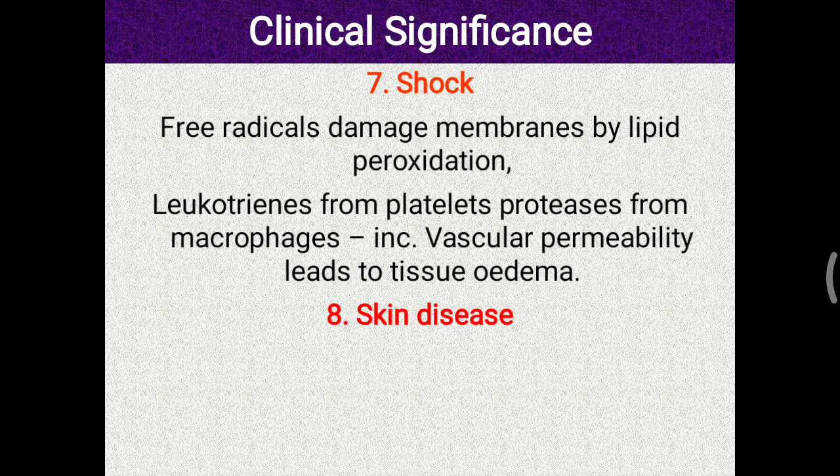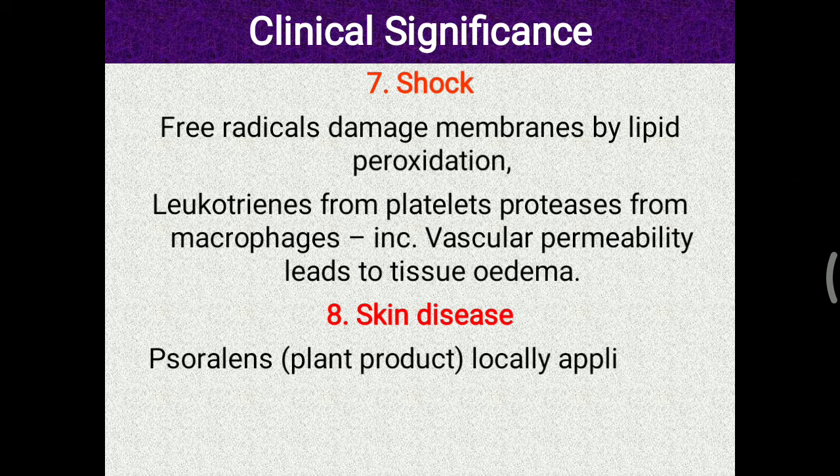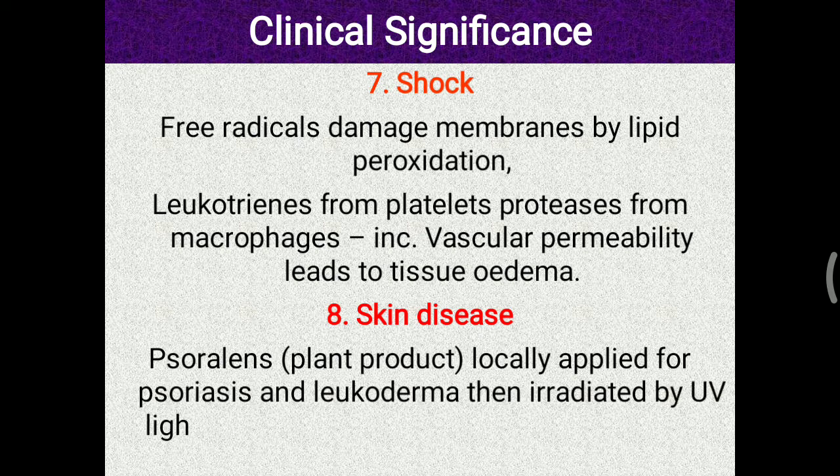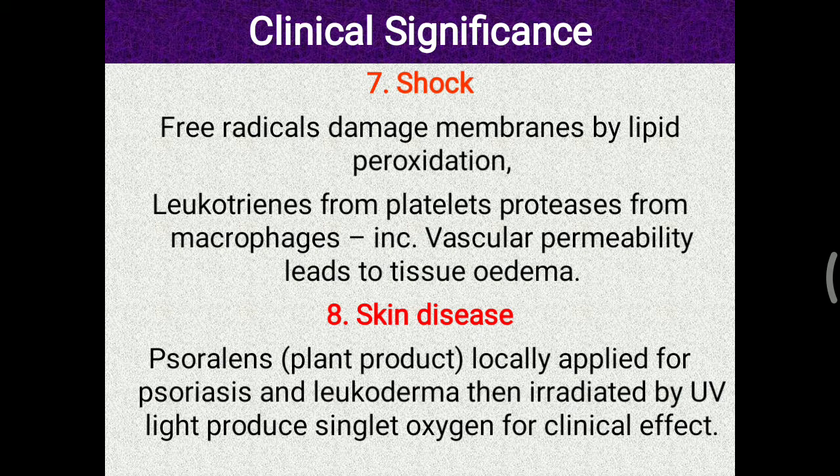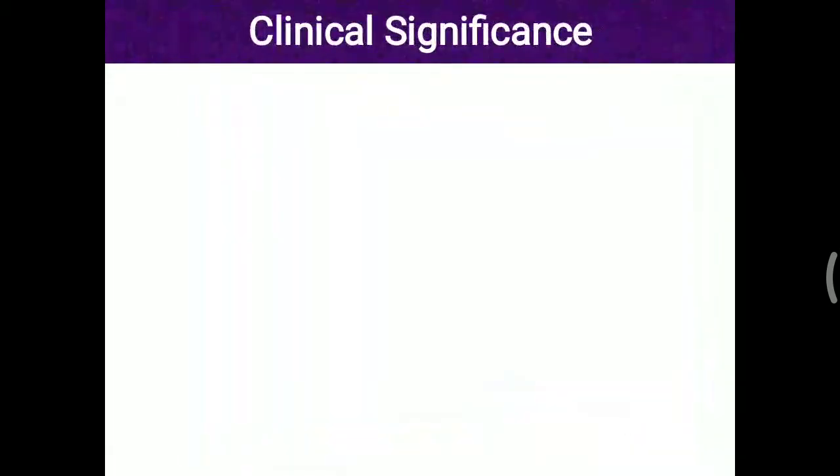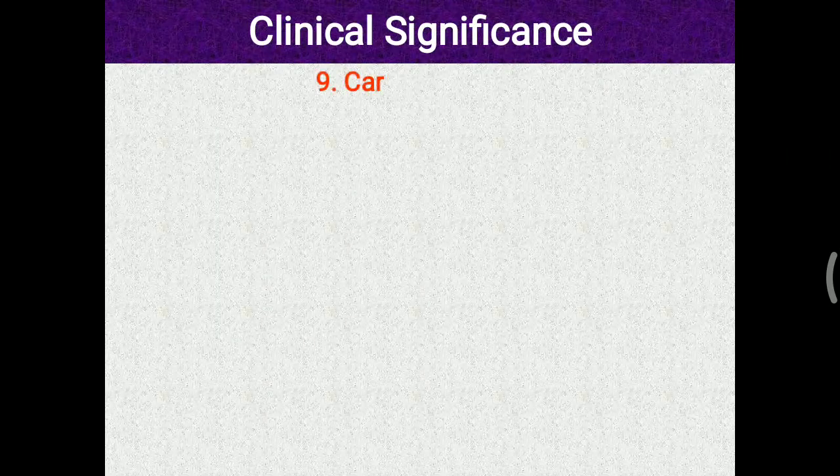Skin disease: in particular, psoralens, a plant product, are given as a treatment, locally applied for the treatment of psoriasis and leukoderma. When applied in psoriasis and leukoderma and then irradiated by ultraviolet light, they produce singlet oxygen for the clinical effect. This singlet oxygen will kill the abnormal cells of psoriasis and leukoderma, which is an advantageous clinical significance of free radicals.